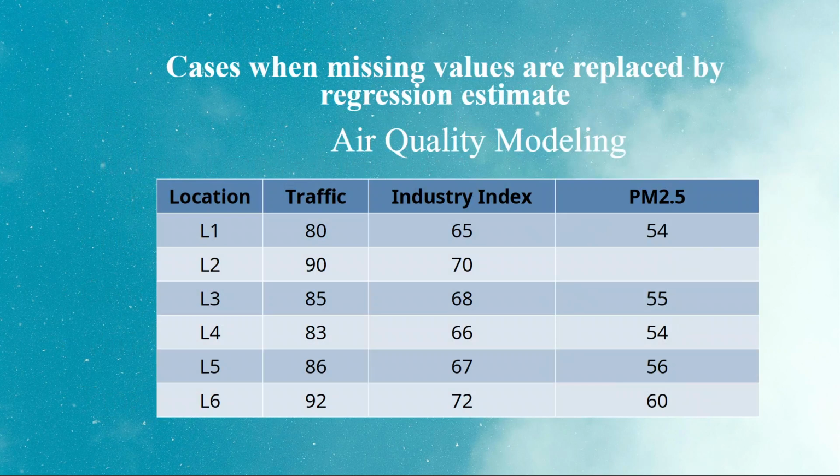Cases when missing values are replaced by regression estimate. Here there is air quality modeling. Four columns are there: location, traffic, industry index, PM 2.5. So we can create a model using regression analysis so that the missing value in PM 2.5 can be filled using a regression estimate. This can be treated as a dependent variable and it can be modeled using the independent variables traffic and industry index.